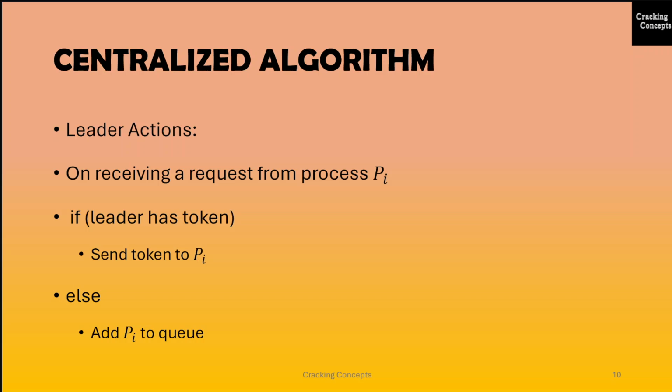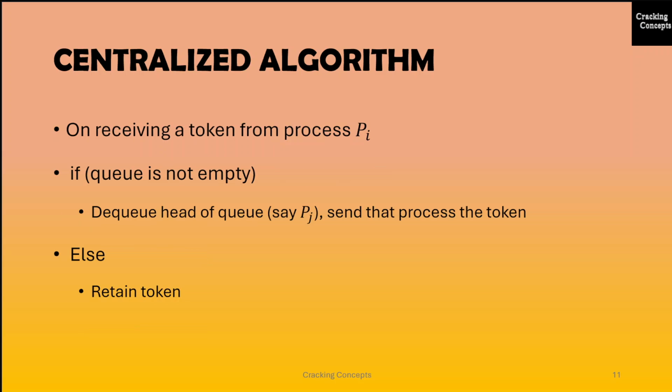Now looking into the leader actions: on receiving a request from a process Pi, if the leader has the token, then it will send the token to the process Pi, or else it will add the process Pi to its queue. On receiving a token from process Pi, if its queue is not empty, then it will dequeue the head of the queue, that is, dequeue the process, say Pj, and send that process the token. Otherwise, it will retain the token.